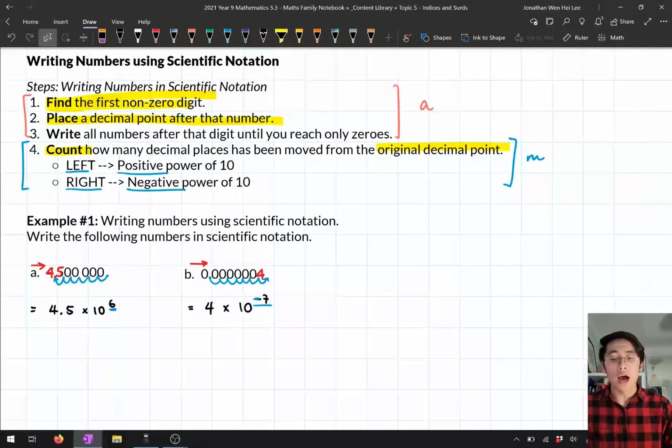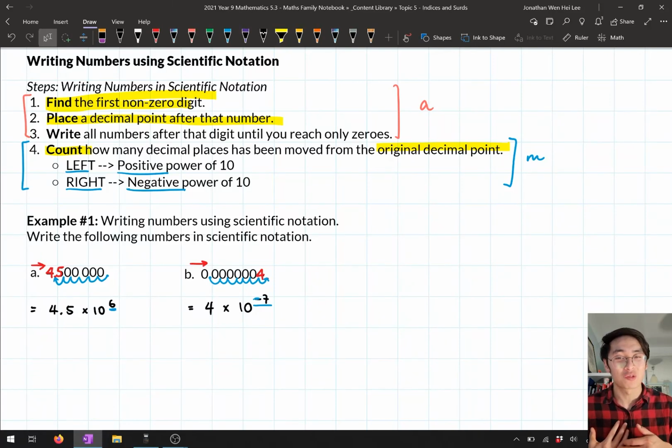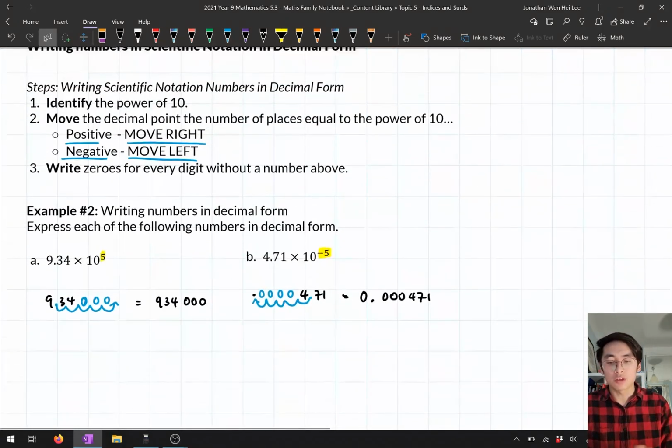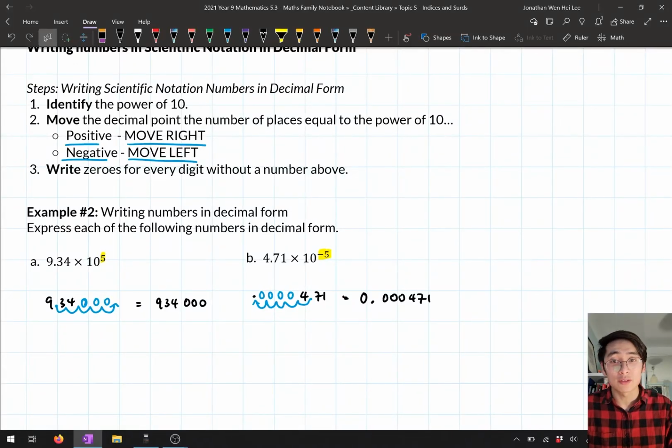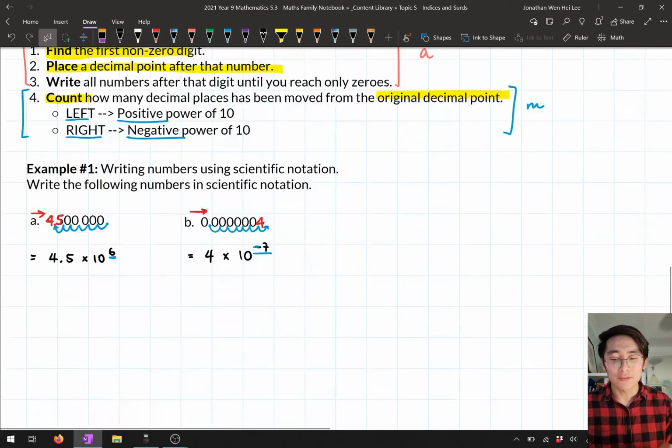And so we worked through how to actually write numbers in scientific notation. What we did was we looked at a number and found the first non-zero digit starting from the left going to the right, and we wrote a decimal point after it. And then we wrote all the digits after that. And then we just figured out how many places we have to move to get from our original decimal point to that new decimal point. Then we also did the same when we were working backwards to write numbers in scientific notation back into decimal form.